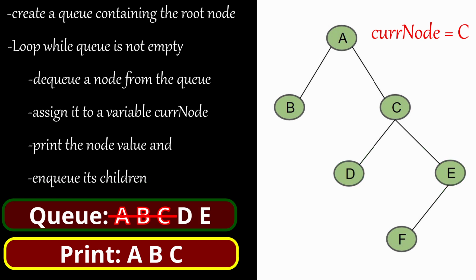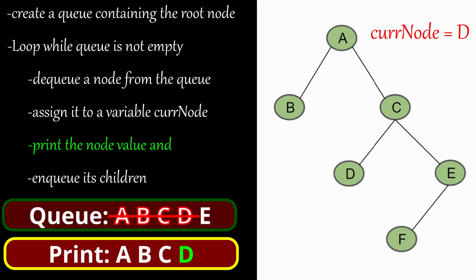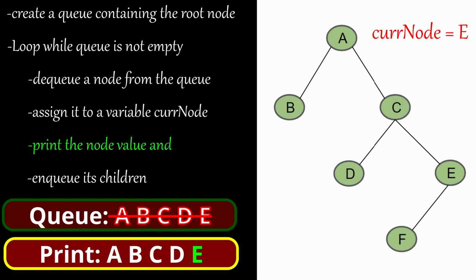The queue is still not empty, so we dequeue node D and assign it to the variable current node. Then again, we print its value and enqueue its children. But then node D has no children, so there is nothing to enqueue. However, the queue is still not empty, so the loop continues. We dequeue node E and assign it to the variable current node. Then we print its value and enqueue its children.